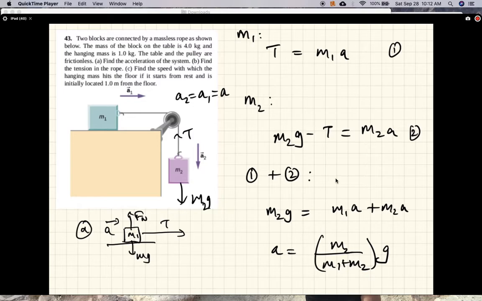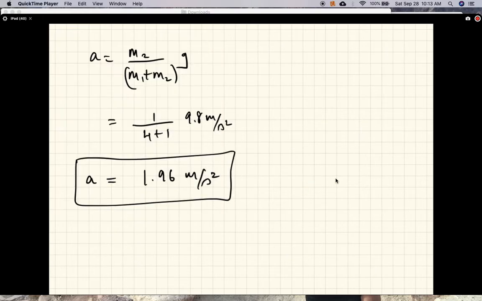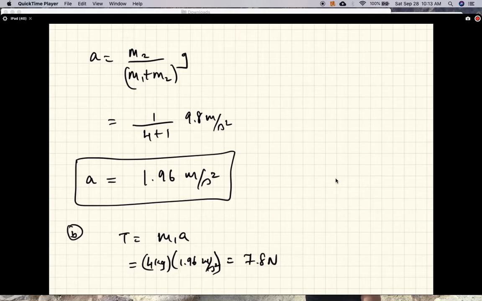Okay, part B, find the tension in the rope. To find the tension in the rope, we can use one of these equations. The m1 is 4 kg. So for part B, tension is m1a, and this is equal to 7.8 newtons.